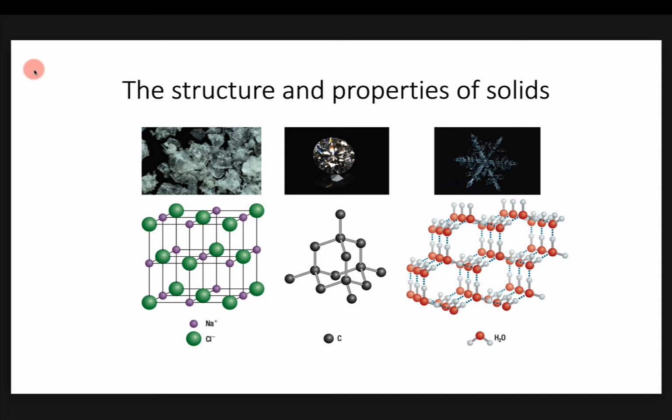So, our lesson today is about the structure and properties of solids. The opening slide in this PowerPoint shows some different examples of crystals. In chemistry, a crystal is simply a solid that has atoms arranged in an orderly arrangement. The first crystal shown is an ionic crystal, which we're going to talk about in this lesson.